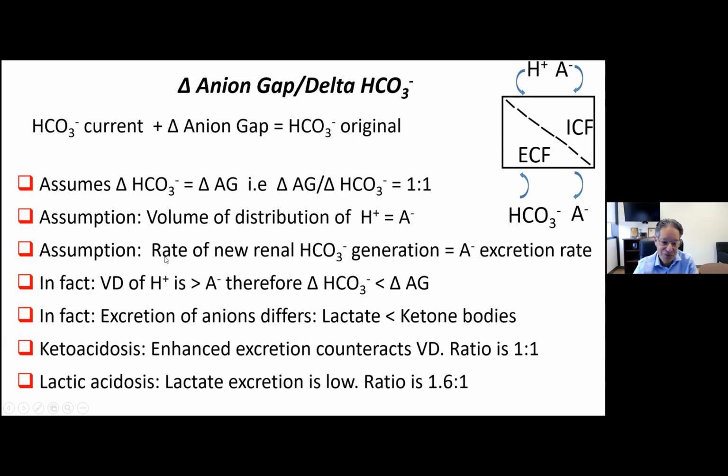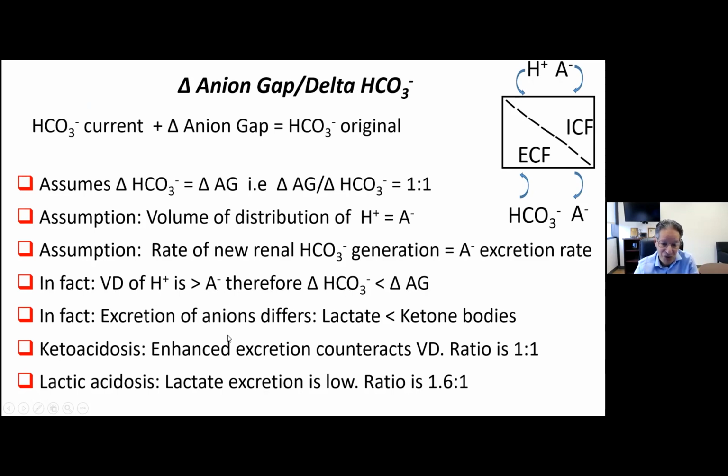It also assumes that the rate of new bicarbonate generation on the excretion side, or you could think of it also, if you want, as the rate of proton excretion by the kidney, is equal to the rate of anion excretion. And that's not necessarily true either. In fact, as I mentioned, the volume of distribution of protons is greater than anions, and therefore the change in bicarbonate based on this alone should be less than the change in the anion gap.